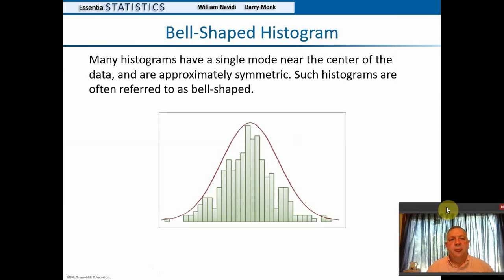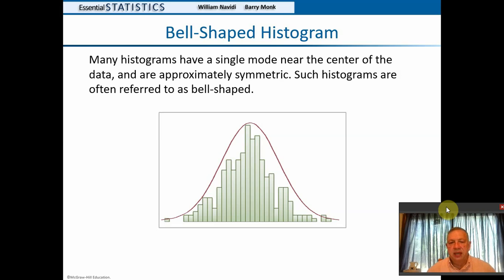Many histograms have a single mode near the center of the data and are approximately symmetric. Such histograms are often referred to as bell-shaped, and we're going to see this a lot. We're going to start seeing that this is pretty normal for the way data is distributed in nature, and we're going to start calling this bell-shaped curve the normal curve.